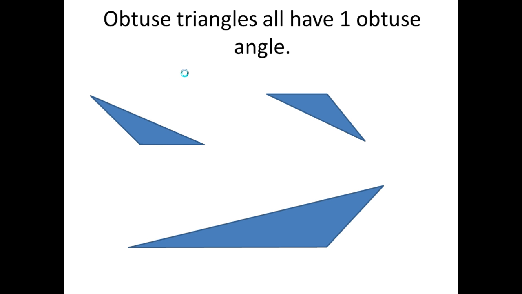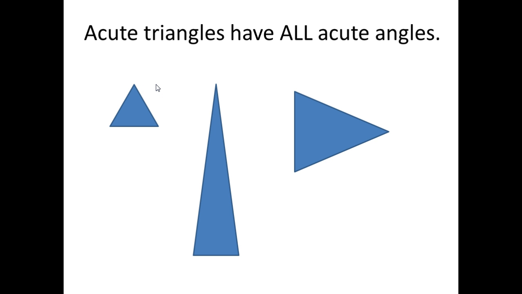Obtuse triangles all have one obtuse angle. And if I don't have an obtuse or a right triangle, all the angles are acute. It makes it an acute triangle.